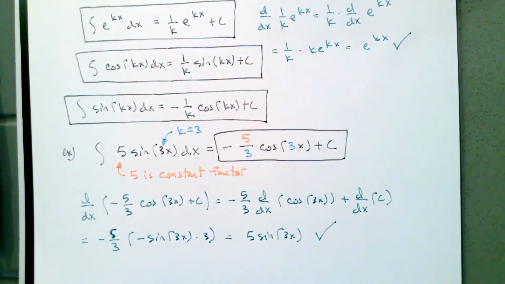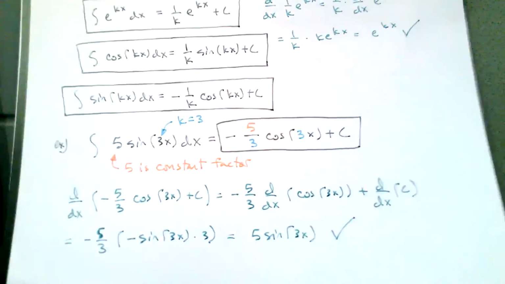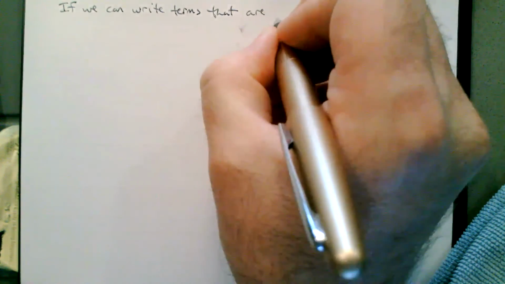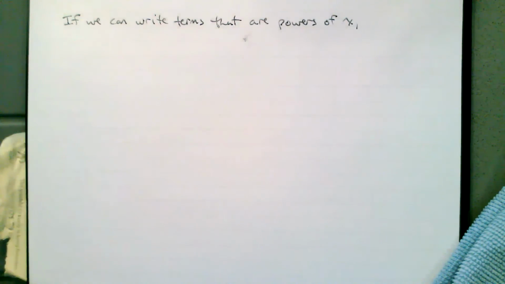Another thing that we did when we were first learning to differentiate is that if we can write terms that are powers of x, then we should write terms that are powers of x. So not always, I guess. Sometimes it's going to be much worse to write terms that are powers of x. But if we can write terms that are powers of x, let's try that. Then maybe we should.